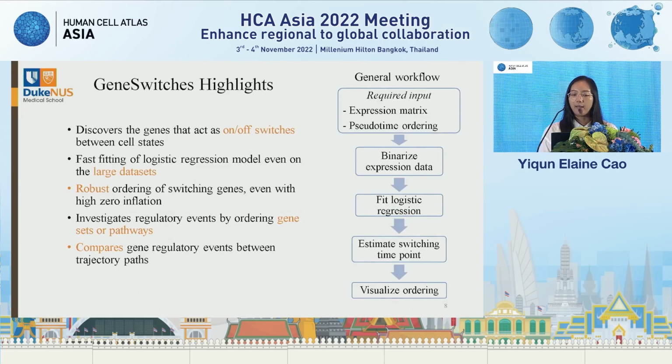And so there are some highlights of GeneSwitches. It discovers the genes that have clear on or off switching patterns, which can be good candidates that drive cellular transitions. And also, since we use the binarized data, it can fit the logistic regression model quickly, even on large data sets. And also, it provides robust ordering of switching genes. And apart from the individual genes, we can order the pathways along the trajectory as well, and also compare the regulatory events between 2 trajectories, such as bifurcations.